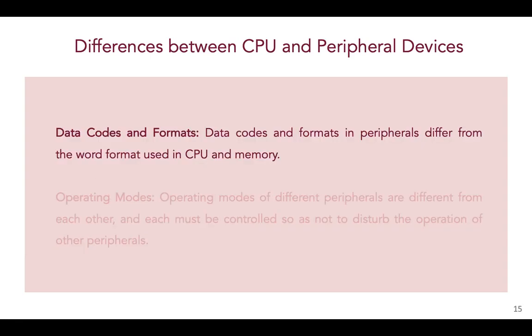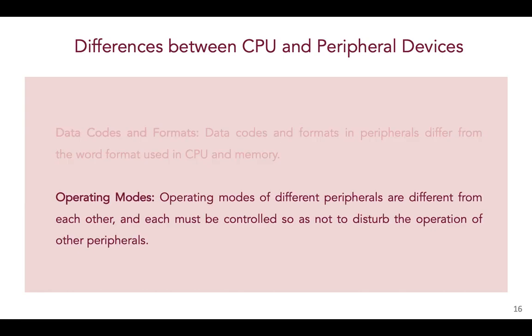The third difference that exists between CPU and peripheral devices is data codes and formats. So data codes and formats in peripherals differ from the word format used in CPU and memory. So again, if data needs to be transferred between CPU, memory, and peripherals, there has to be a common ground on which this kind of transfer can take place, and that is provided by the I/O interface.